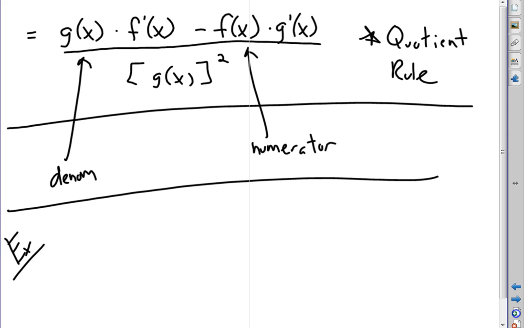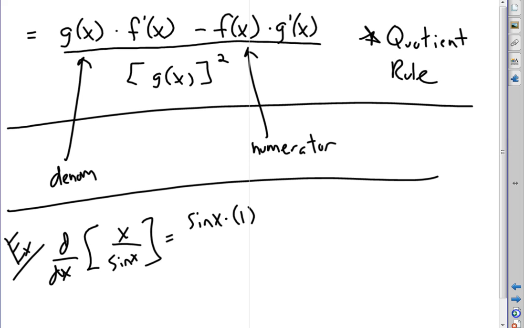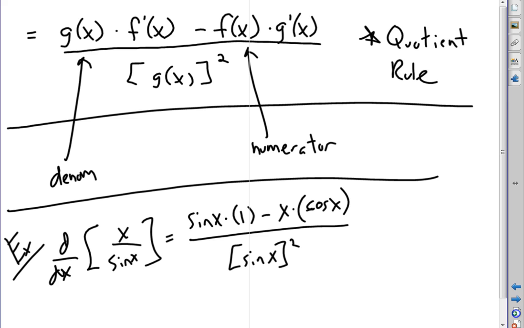Great. So let's go back to our pesky problem which started all this in the first place, x over sine x. So it's going to be the denominator times the derivative of the numerator. The derivative of the numerator happens to be just 1, minus the numerator, which is x, times the derivative of the denominator. The derivative of sine is cosine. All of that over sine of x squared.